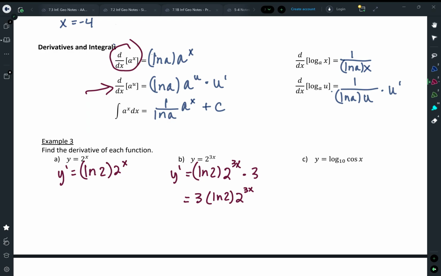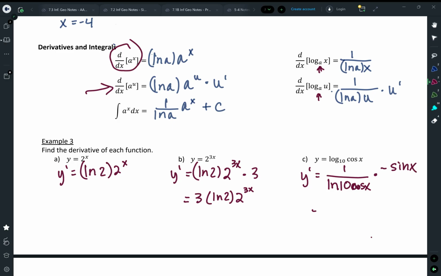My last one, I have log base 10. So log base 10 is just log. We kind of put the 10 in there maybe to help you out. So you would be thinking about how this a right here is a 10. It's really the chain rule version though, right? So y prime is going to equal 1 over natural log of my base, which is 10, so natural log 10, and then whatever my u is, well, my u is that cosine x, and this is definitely the word cosine, and then times my derivative of cosine, which is negative sine x.